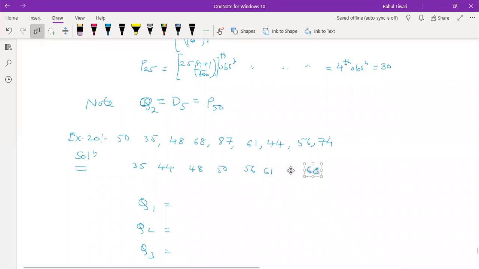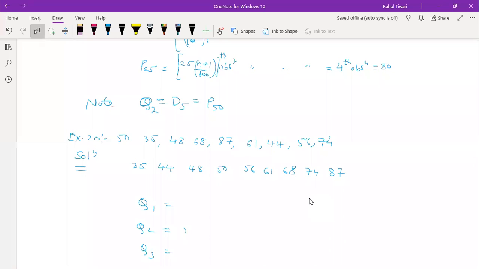Then we have the next one, 67, 74, and finally 87. So what could be your Q1? तो पहले आप Q2 निकाले कभी भी। 56. Okay. Anyone got the answer 56? Yes, sir. So your Q2 is 56.